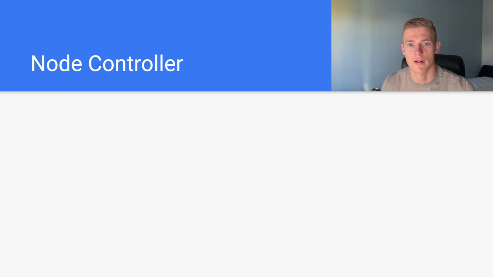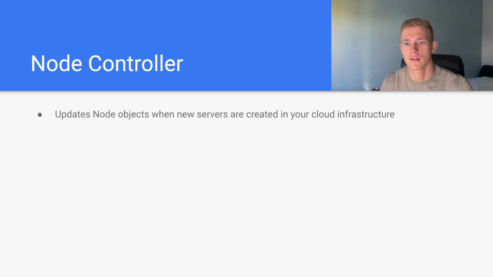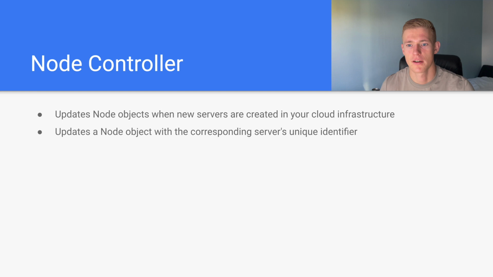Next, we're going to look at the different controllers that the Cloud Controller Manager encompasses. The first one is the node controller. It updates node objects when new servers are created in your cloud infrastructure. It updates a node object with the corresponding server's unique identifier. Again, this is all information that will be stored in your cloud provider. It's not something that the Kubernetes system itself will have access to. So we need to make API calls to the cloud provider and get that information back, so that we can update the representation of the node within our Kubernetes cluster, and that's the node object.